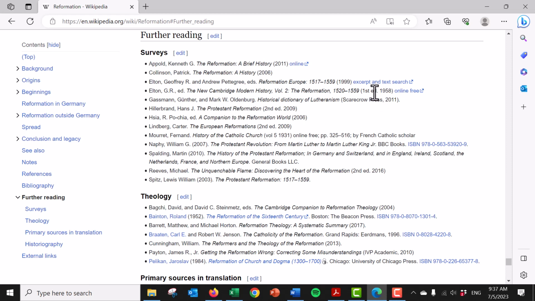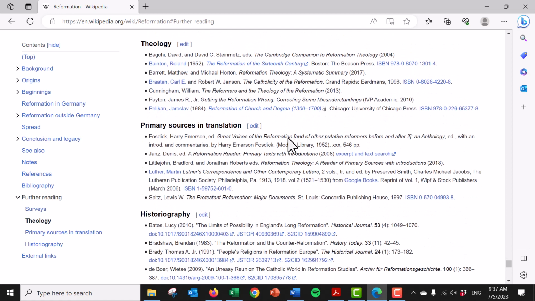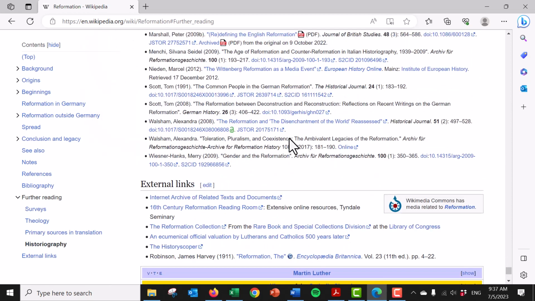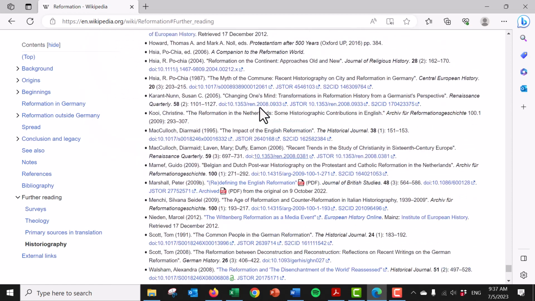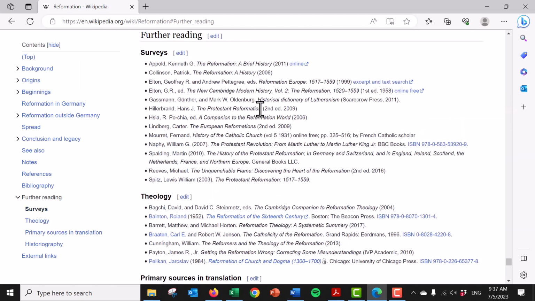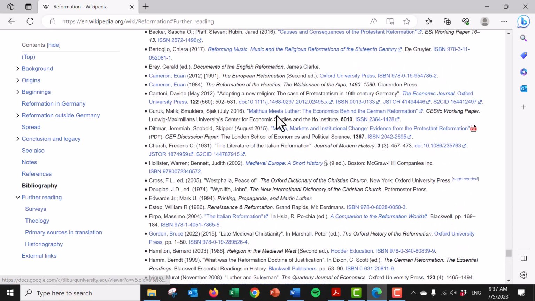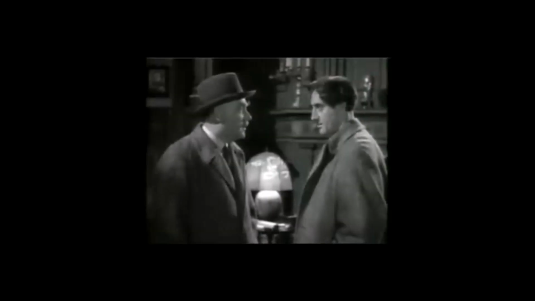This one is first edition 1958. It's kind of a classic, but also a little bit dated. Maybe we'd want something more recent. Or maybe if you're looking at the historiography of the Reformation, that could be really useful. The point is that there are all of these links, all of these books already identified for you so that you can just go and put them into your catalog at your library and find them or order them very easily. Elementary, my dear Watson.